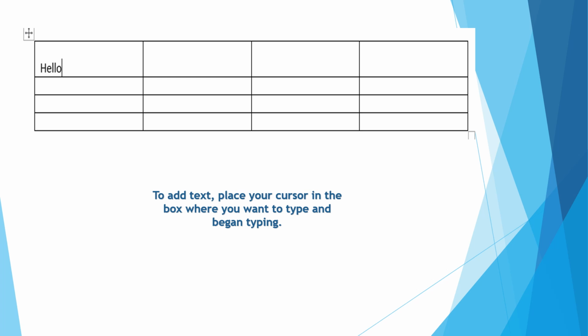So this is an example. Once I added space to it by hitting enter, I put my cursor in the spot in the box, and then I hit enter, and then I typed hello in the box.